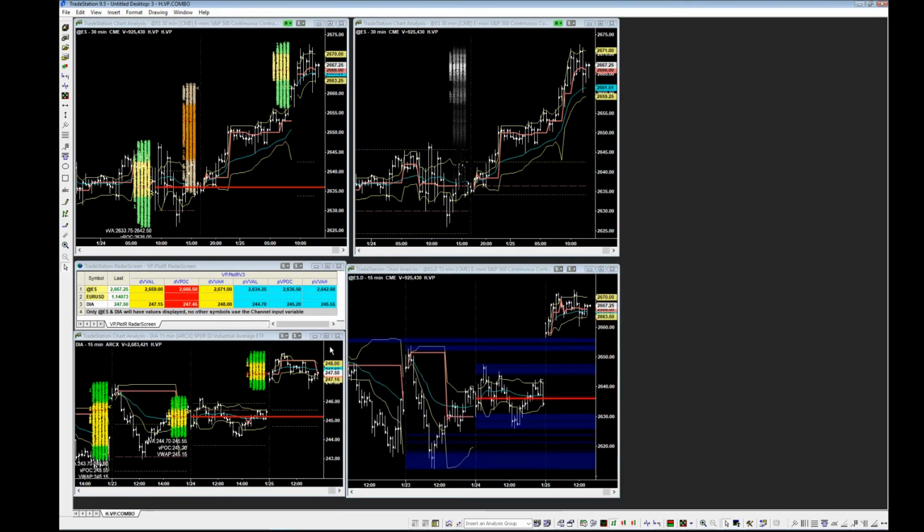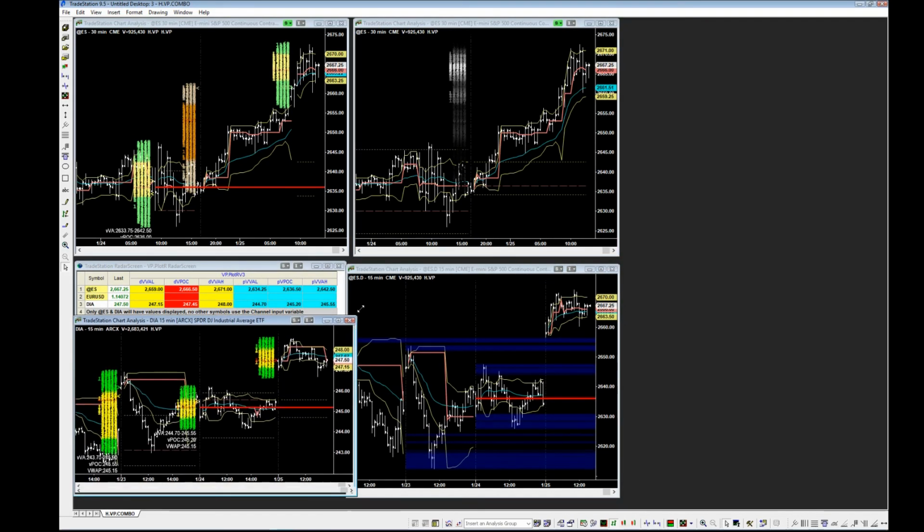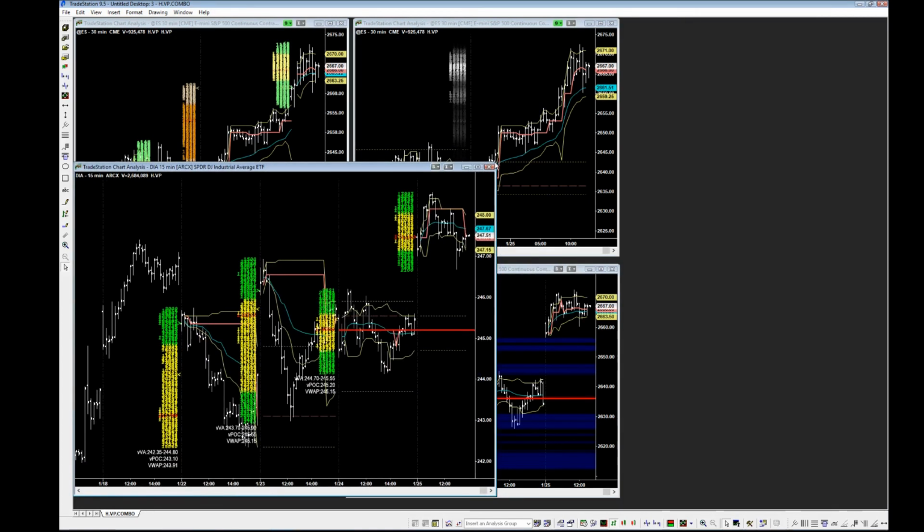And then finally, if you want to use the indicator on an equity, here is an example on the Diamonds, the ETF for the Dow 30. Looks exactly the same as when it's running on the S&P futures. You'll note here that the value for merge has been changed from the default value because of the size of the price.